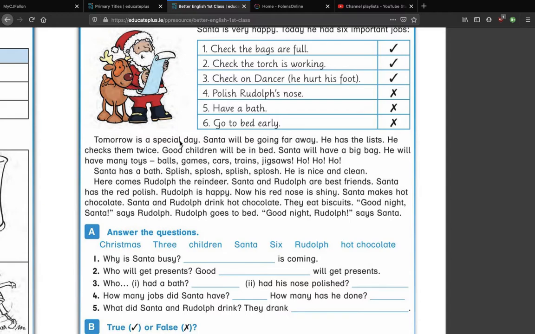Tomorrow is a special day. Santa will be going far away. He has the lists. He checks them twice. Good children will be in bed. Santa will have a big bag. He will have many toys, balls, games, cars, trains, jigsaws.